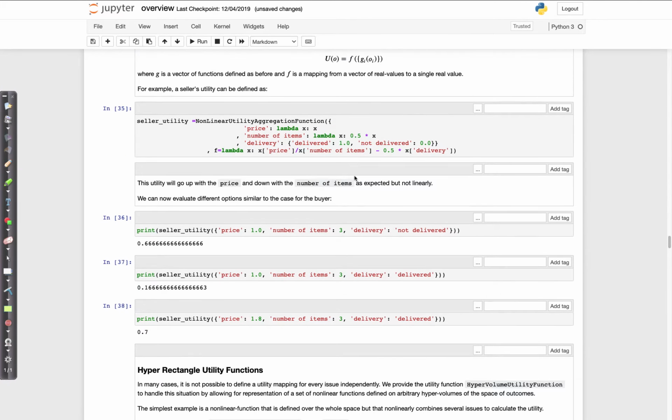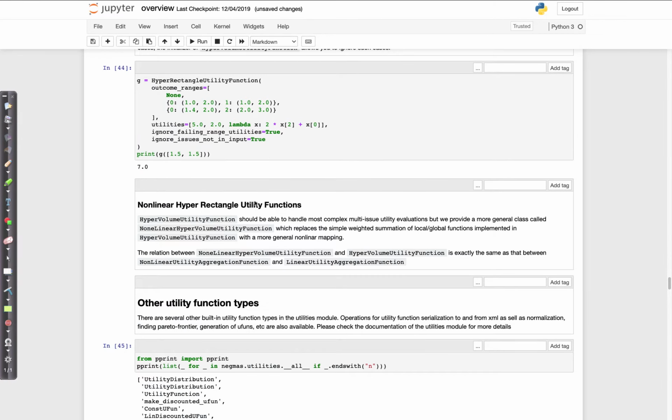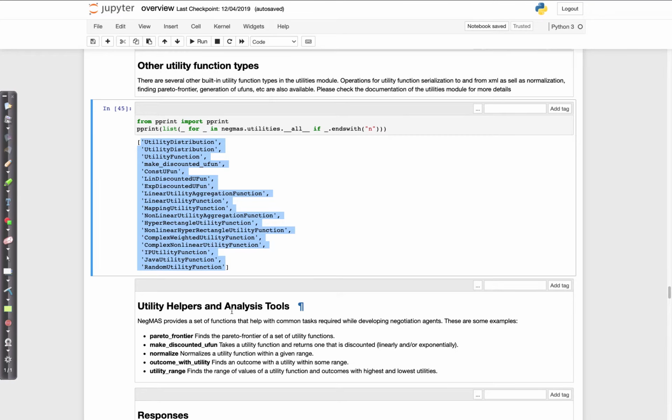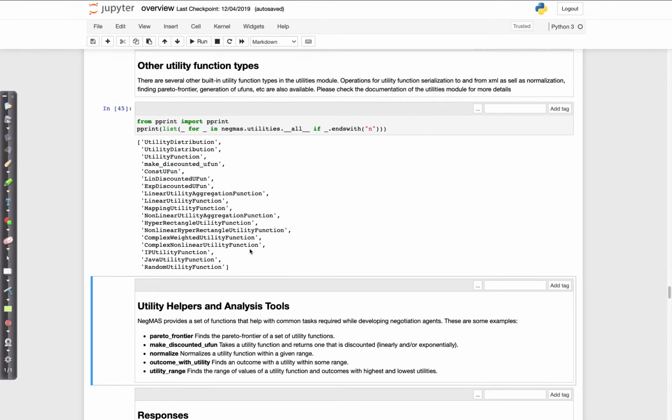There are other types of utility function. That's the nonlinear version. There are hyperrectangles. There are many types of utility functions. We will not go into details about them. And these are all the types supported in NegMAS, already implemented. And of course, you can add to them, and we showed you how to do that.